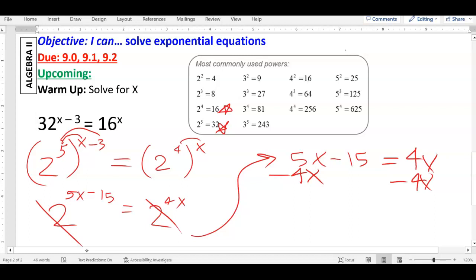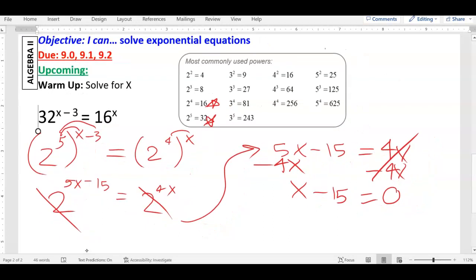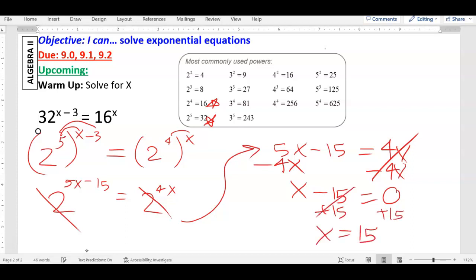Now, on the right side, 4x minus 4x is gone. What's left if everything's gone? On the right side is going to be 0. What's 5x minus 4x? 1x, which is just x, minus 15. And then last step, if I'm solving for x, how do I get rid of that minus 15? Plus 15 on both sides. What's 0 plus 15? Straight up 15, okay?